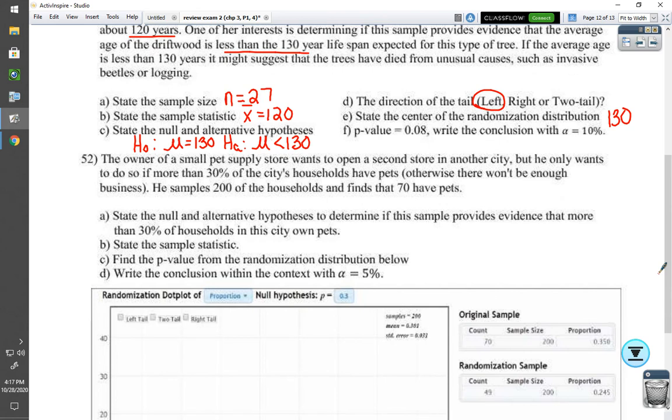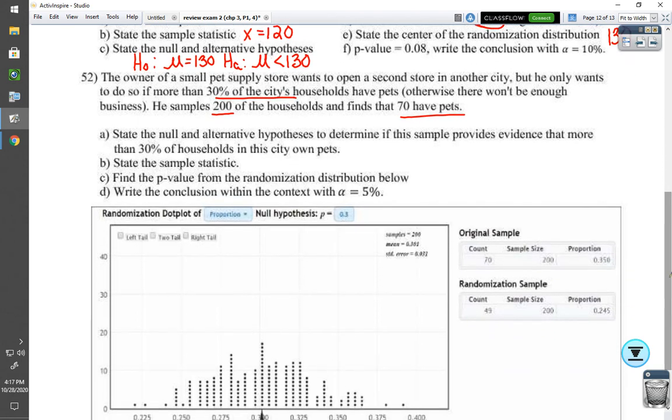52. The owner of a small pet shop wants to open a second store in another city, but only wants to do so if more than 30% of the city's households have pets. Otherwise, there won't be enough business. He samples 200, and he finds 70 have pets. State the null and the alternative. Well, the null is that the proportion is 0.3, the H sub O. The H sub A is that the proportion is greater than 30%. That's what he's testing for.